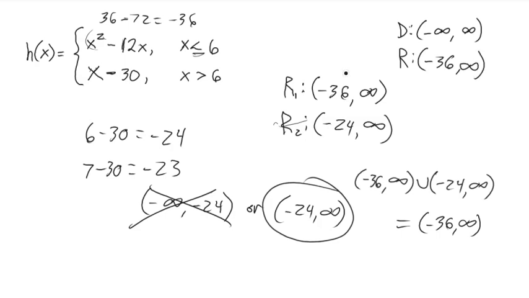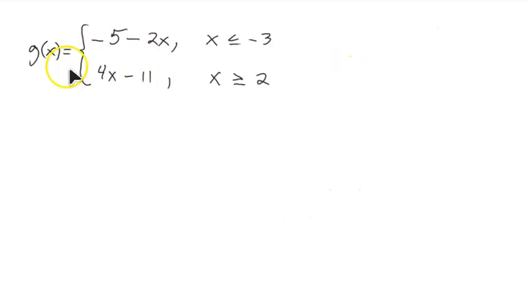Okay, I think we should try just one more example. Okay, so here we have a piecewise function g of x, and the first piece is negative 5 minus 2x, and the second piece is 4x minus 11. Now I want you to notice that they're both linear.